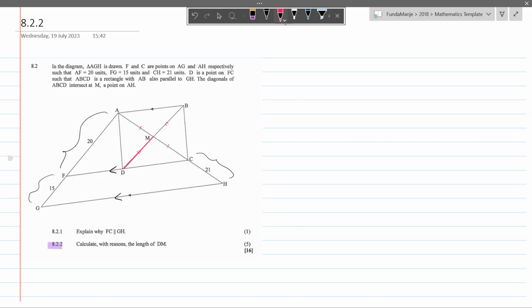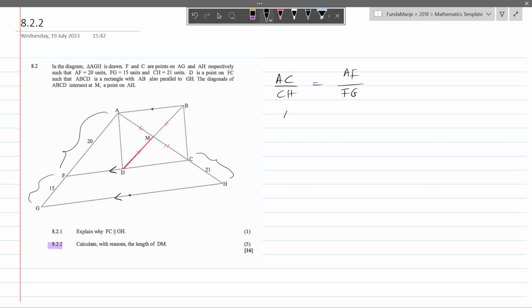Once we figure out the length of AC, we can say AC would be equal to DB, because we know the diagonals of a rectangle are equal. And once we do that, then we would know that all of these diagonals would be equal. So half of AC would basically be equal to MD. Yeah, so we can begin with the ratio. So we could say, since we're looking for AC, we'll say AC over what we do know, which is CH, is equal to AF over FG.